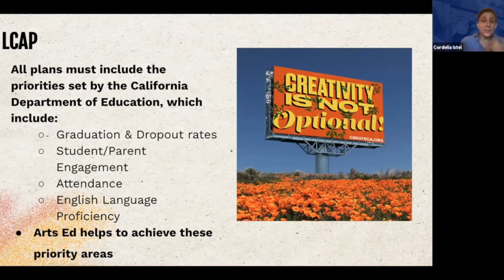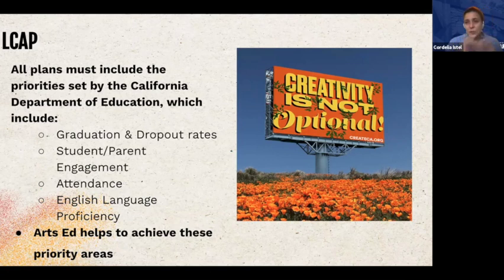And the cycle is about to start up, which is why you are all at this training and why we will be coming back to you with more resources and more virtual training opportunities as the process unfolds, just to make sure you have everything you need to have impact at your district level.